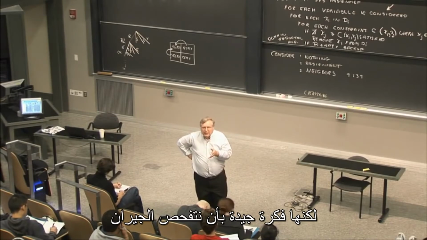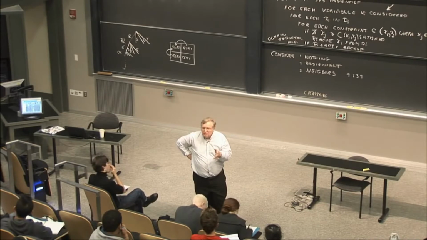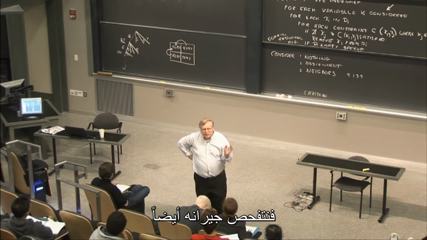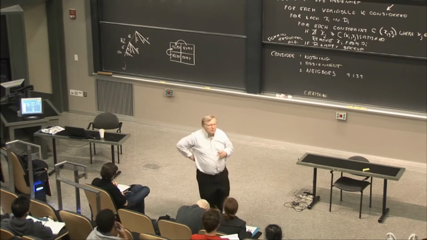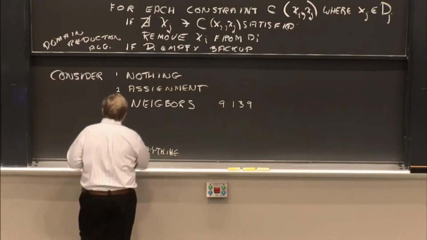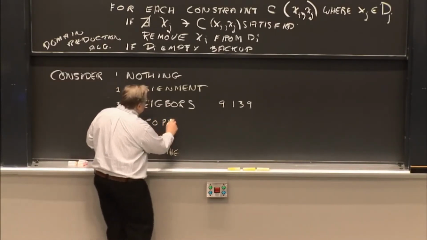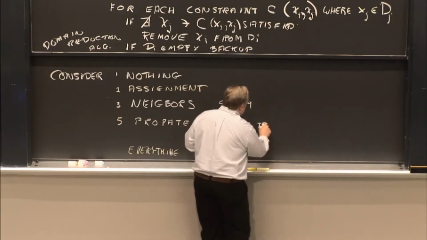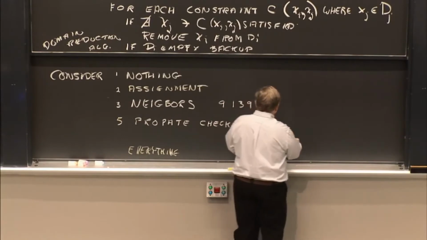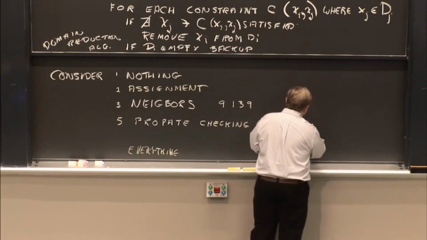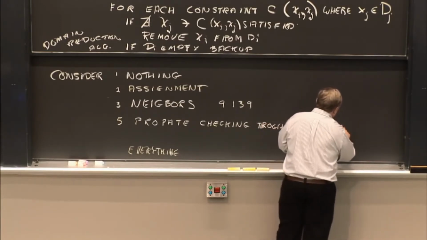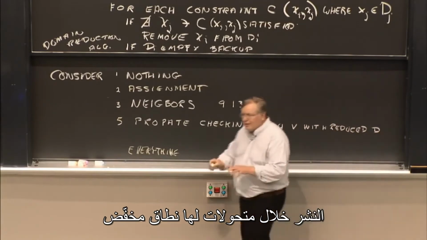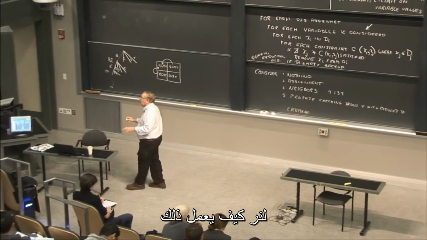But if it's a good idea to check the neighbors, if we make a change to the neighbors, what might that suggest that we do in addition? Well, it might suggest that if we make a change to a neighbor, that we check its neighbors too. Make sure they're all right. So another choice is to propagate through variables with reduced domains. Let's see how that works.